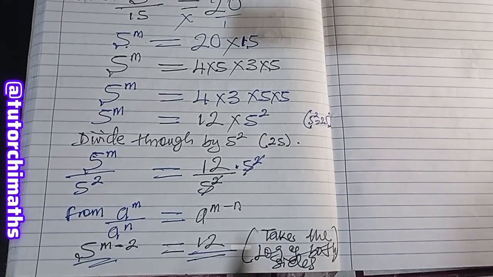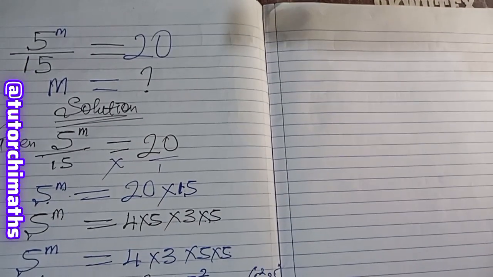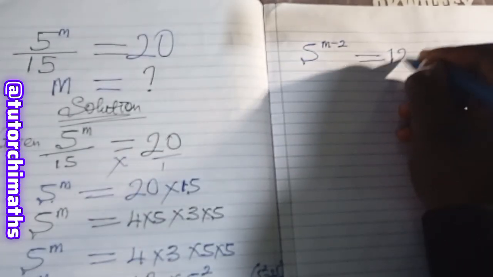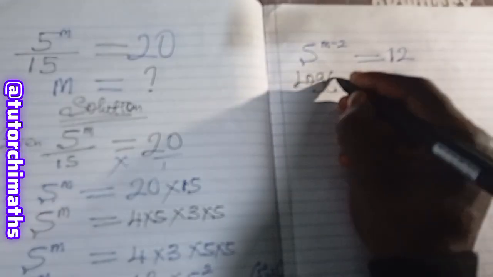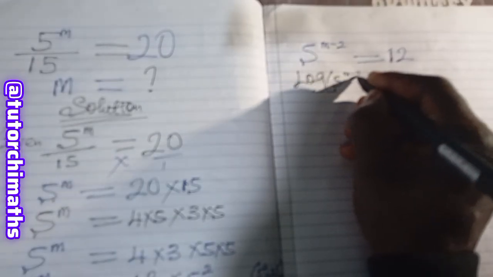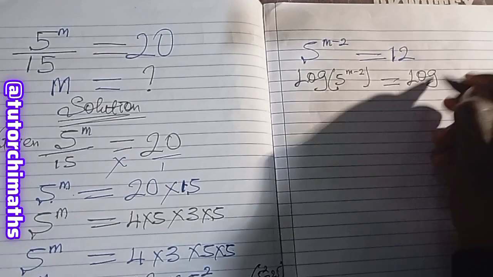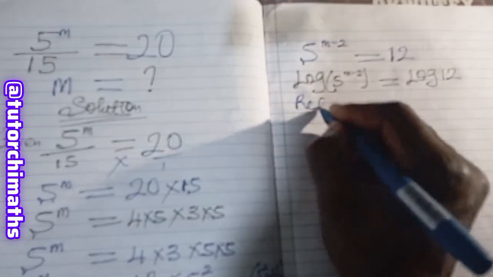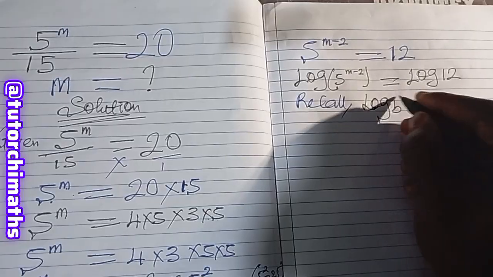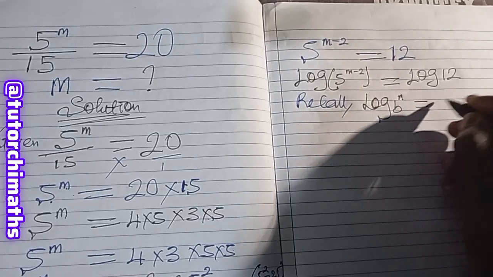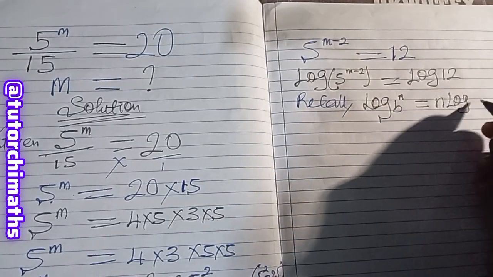So let's take the log of both sides. So we're given 5 raised to power m minus 2 is equal to 12. Okay, so log of 5 raised to power m minus 2 is equal to log 12. Also recall in logarithm that log b raised to power n is equal to n log b.